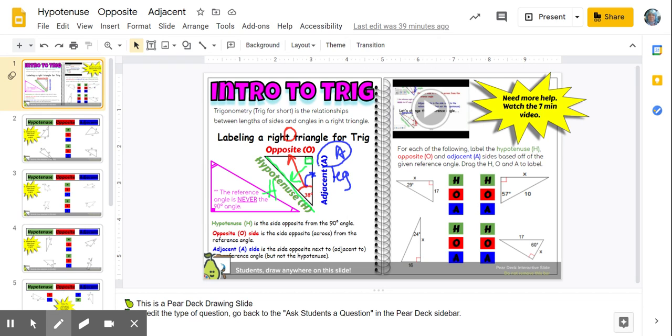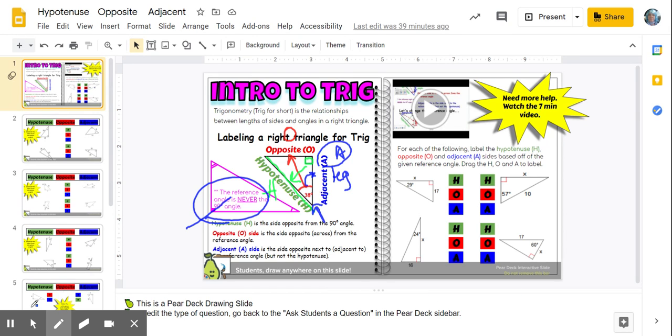So our whole goal for today is to label triangles H, O, and A. H is hypotenuse, O is opposite, and A is adjacent. And it's all based on that reference angle. Okay, and remember the reference angle is never, ever, ever the 90-degree angle. Never the 90-degree angle. It's always one of the acute angles.